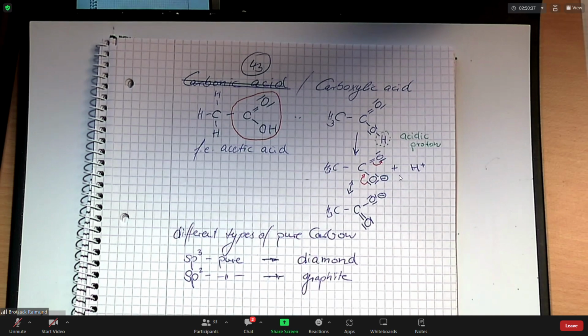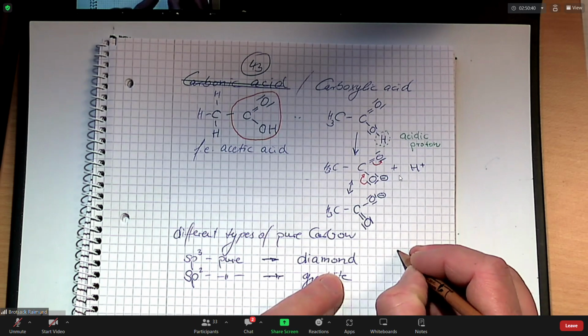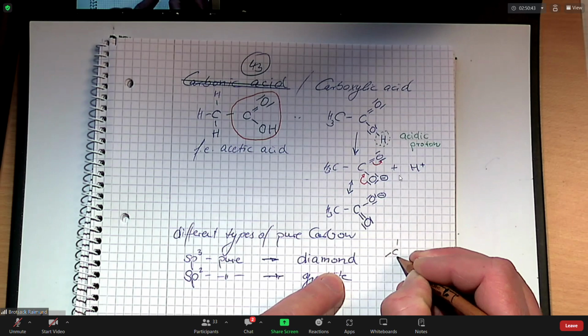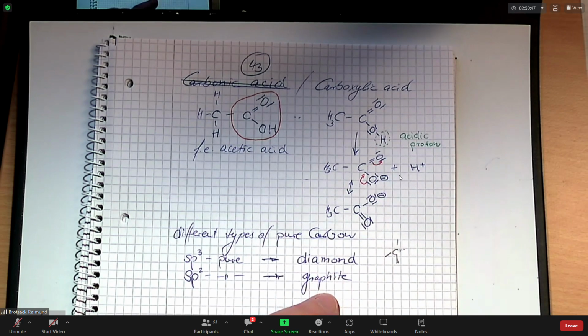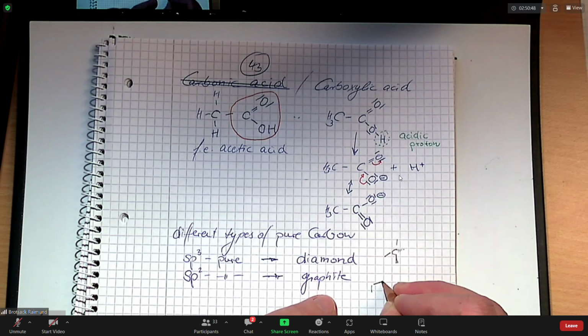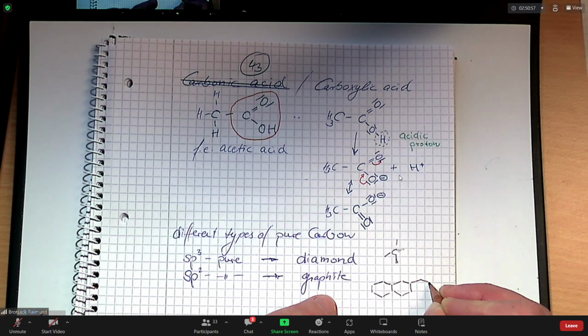So here, diamond and graphite. We talked about that. In the diamond you have pure sp3 surrounding. In the graphite you have pure sp2, leading to polycyclic aromatic hydrocarbons, or here pure carbon, polycyclic carbon structure.